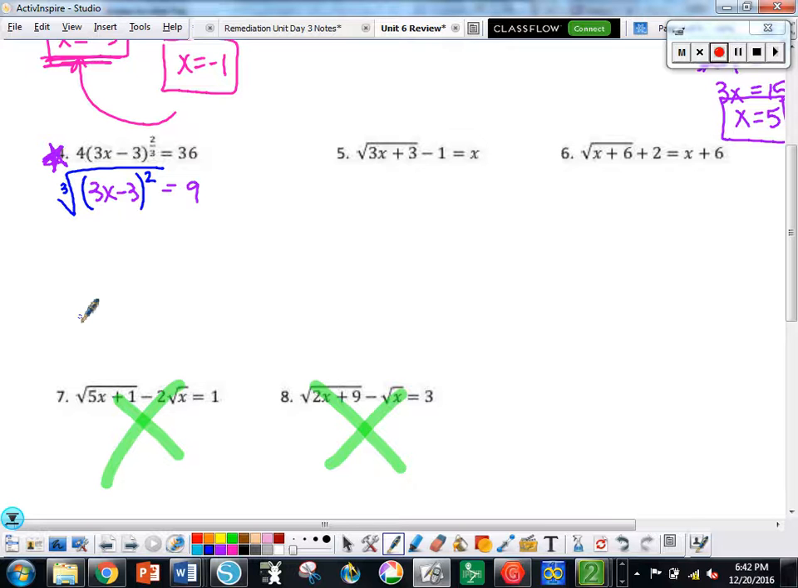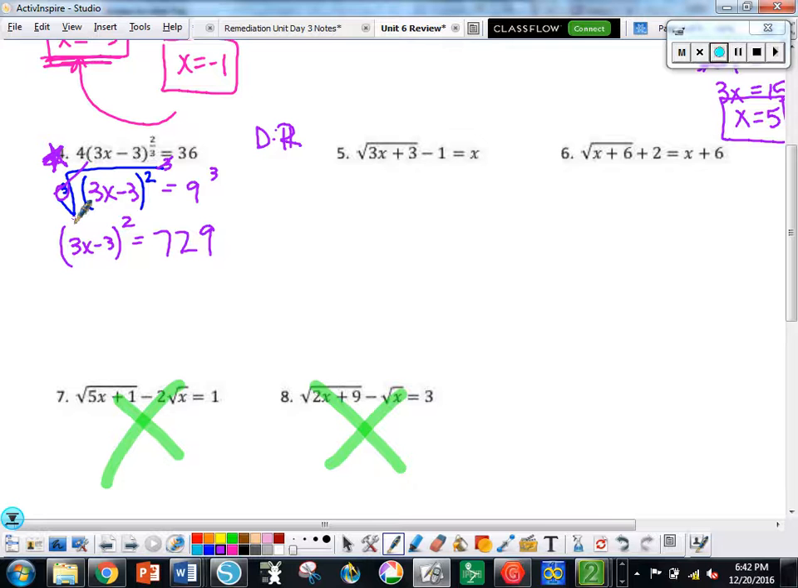Okay, so now how do you cancel a cube root? You cube both sides. And you're left with 3x minus 3 squared equals, I don't remember, 279 or something. No, 729. I can do math. 729. The domain is all real numbers. Anything would work because it's a cube root.